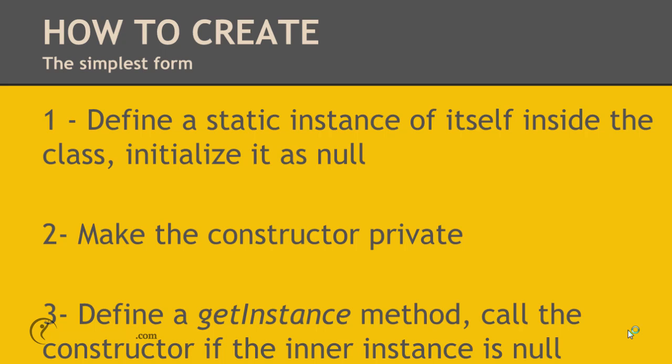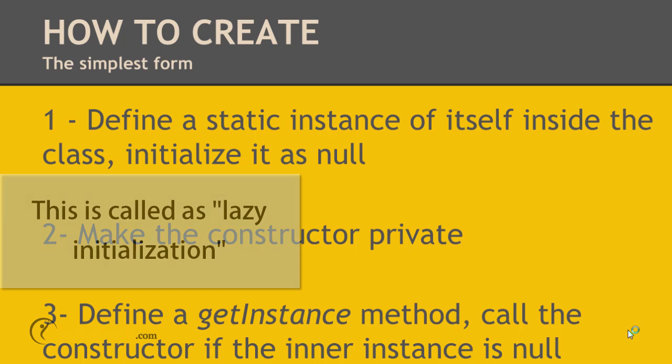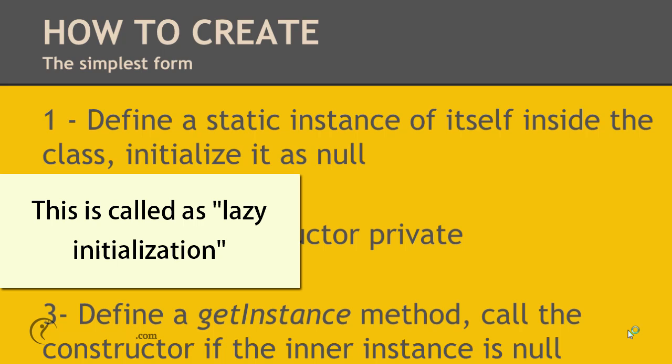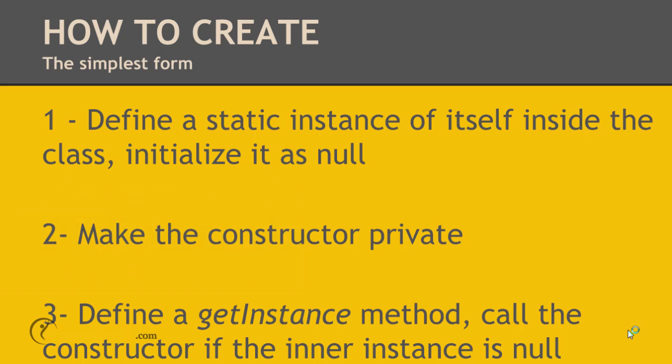After that, as I said before, we are creating a private constructor just to prevent the usage of the new keyword for this class. The third item is we define a getInstance static method. Call the constructor inside this method if the inner instance is null. We define the getInstance method as static because we again want this method to be independent from the creation of any instance of this class.